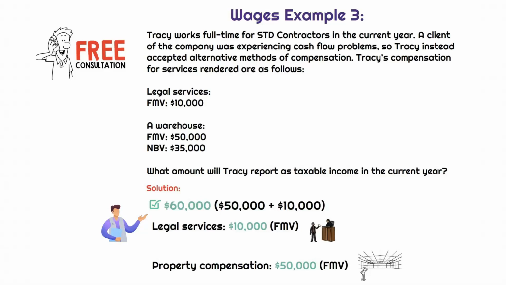Both are getting reported at the fair market value. Okay, so that's what both of these have in common. Service compensation and property compensation both getting reported at their respective fair market values. So the total amount would be $60,000, $10,000 for the legal services, and $50,000 for the fair market value of the property compensation.